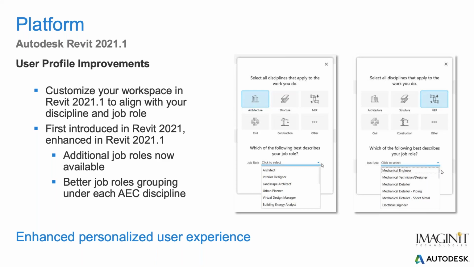So based on your job role, these are going to give you groups of tools and functions that are most likely to need to be used by you. Of course, you can always go back and customize it even further on your own, but just as a starting point, if you want to have an interface that's dedicated specifically to an architect or an interior designer, you can set that up in your user profile settings.